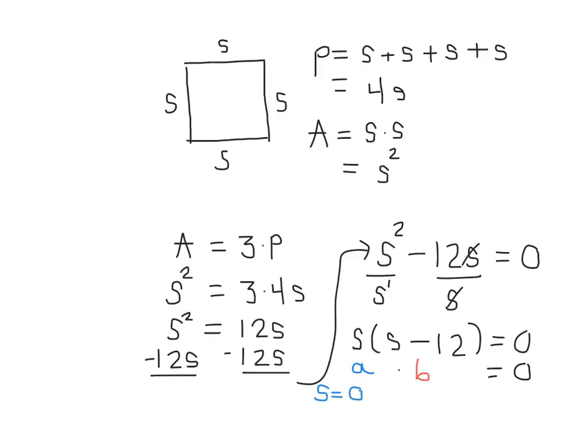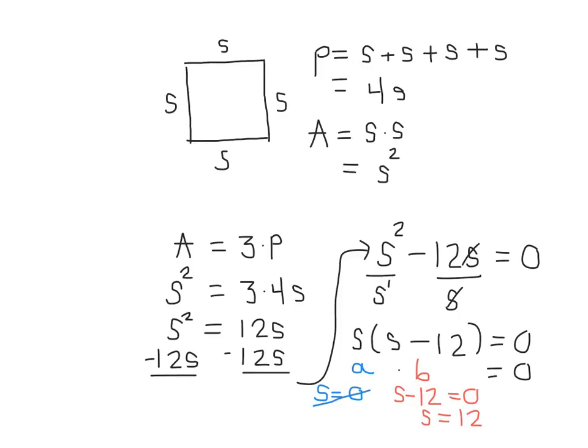But in this case, that's not reasonable, because a square cannot have a side of length 0. The square wouldn't exist. So practically speaking, that's not a solution. But the other value, B, in this case S minus 12, should be set equal to 0 as well. And when we add 12 to both sides, we find the length of the side of the square would be 12 units. That is a reasonable answer.